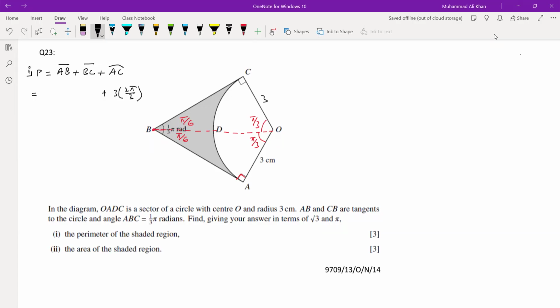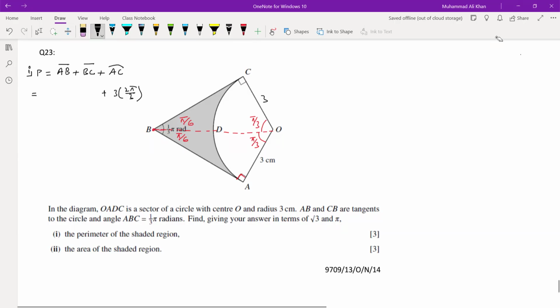Here is a right angle triangle. The angle B is given, the angle O is given. We are able to calculate this BC side. How to calculate side BC? I'm using tan, pi by 6.